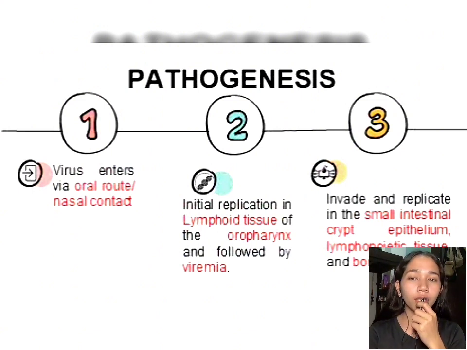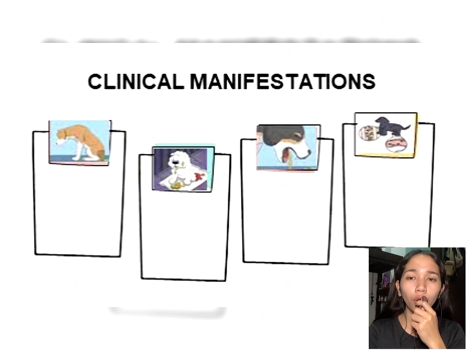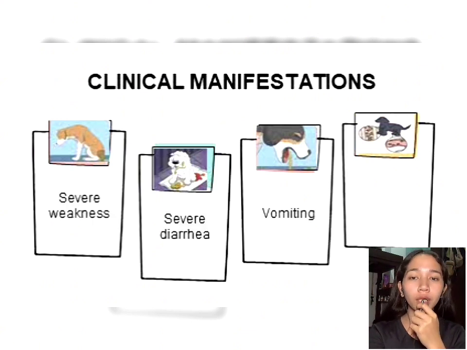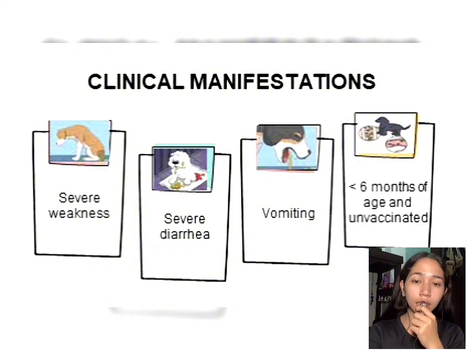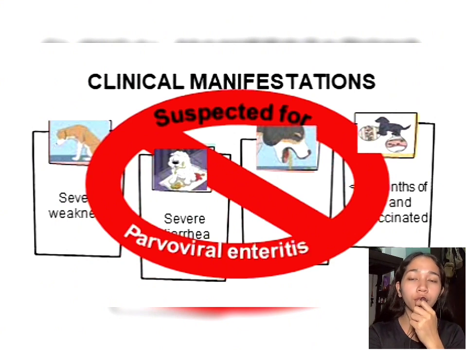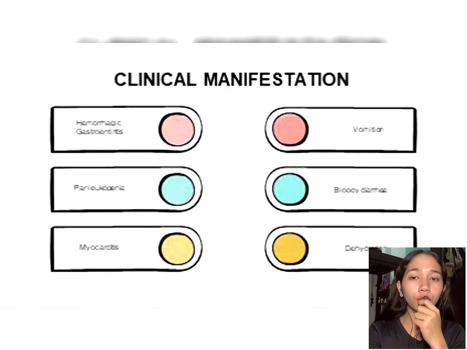Its clinical manifestations are, if the dog is experiencing severe weakness with foul-smelling diarrhea and vomiting, especially if the dog is less than 6 months of age, and with an unvaccinated history, then you can suspect the dog of parvovirus infection. This infection causes hemorrhagic gastroenteritis, panleukopenia, and myocarditis in puppies.